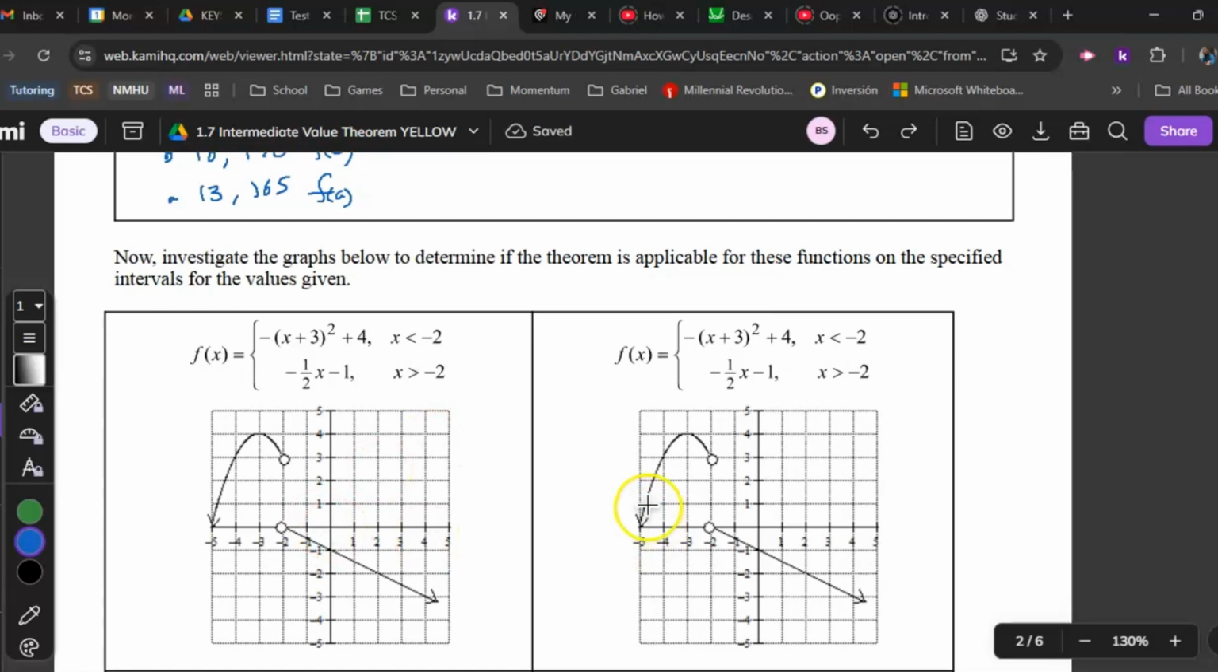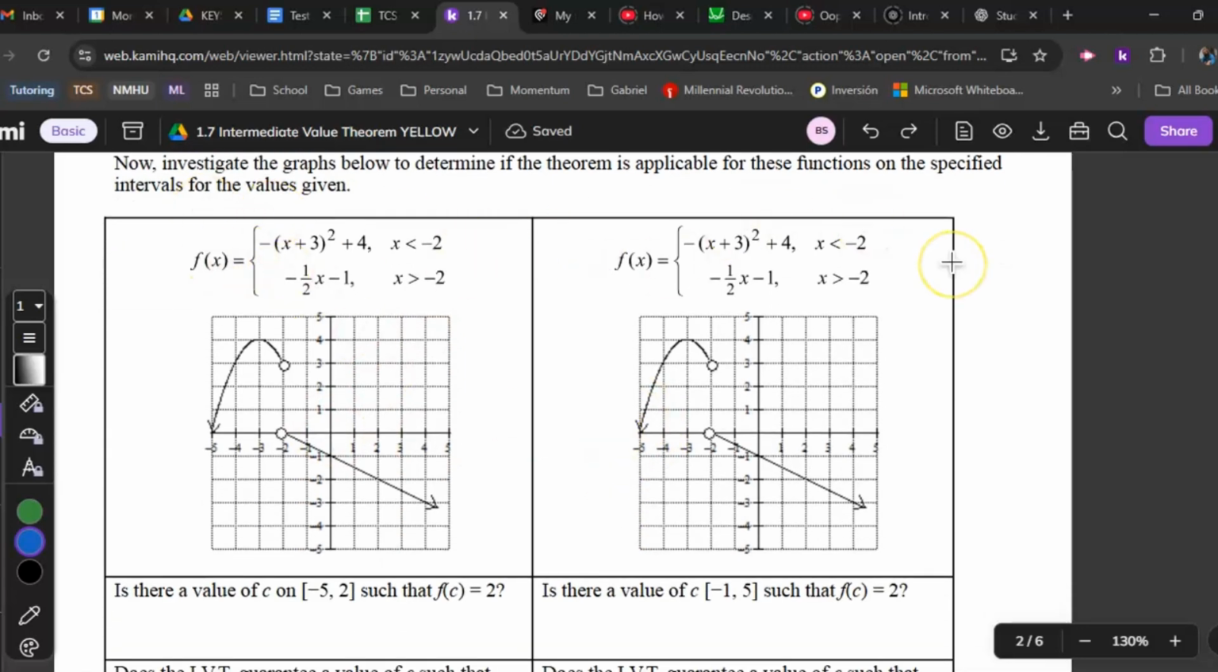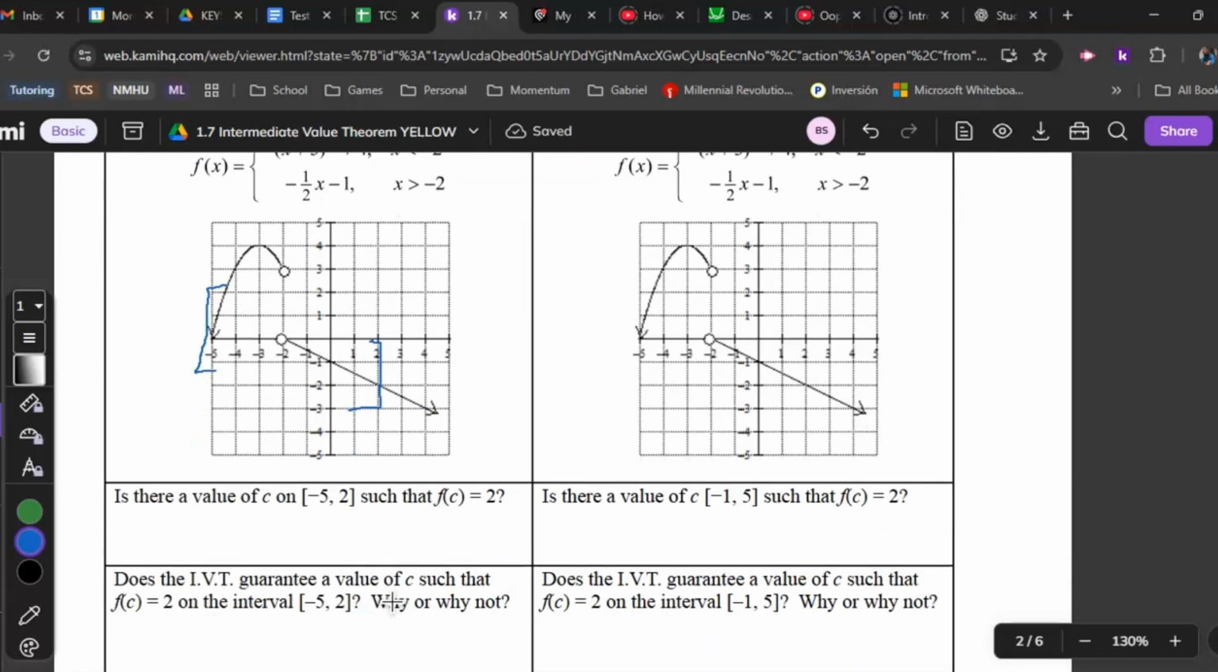All right, so we're going to look at these 2 graphs below, which are just piecewise functions. We're also given the functions here. Is there a value of c, so some value in between here, on -5 and 2? So let's start by closing in on what we're looking at. So we're looking at -5 and 2, such that f of c equals 2. So is there some point where this will be equal to exactly 2? Yes, there is. It's right here. So yes, there is.